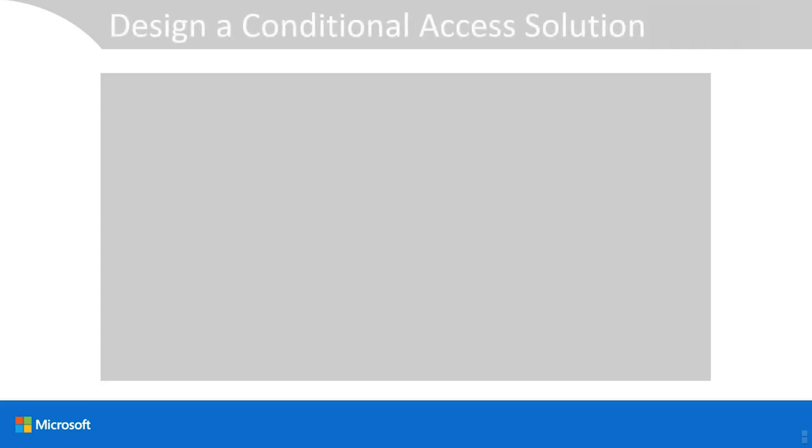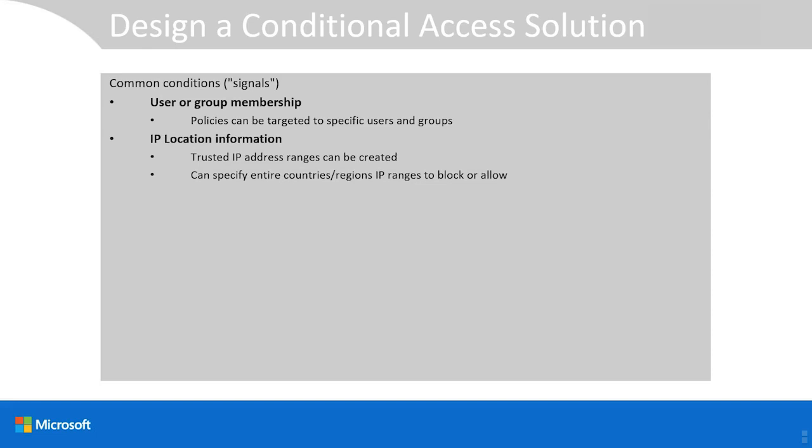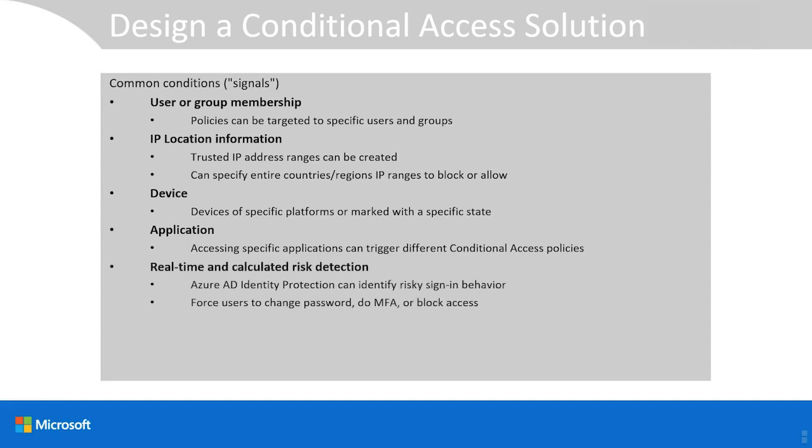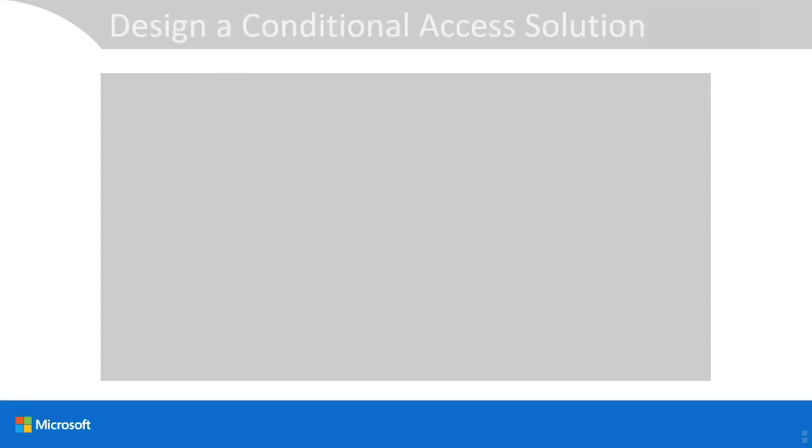When configuring conditional access, the conditions being evaluated are referred to as signals. Some common signals include the user who's logging in or groups they're a member of, IP location information, which if desired can be used to block or allow the IP ranges for entire countries or regions, characteristics of the device that the user is logging in with, the application that the user wishes to use, real-time calculated risk detection, where Azure AD can identify risky sign-in behavior and then require users to change their password or do multi-factor authentication, or can just block access altogether, and Microsoft Defender for cloud apps, which enables user activity to be monitored and controlled in real time.